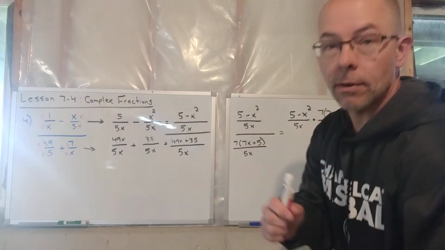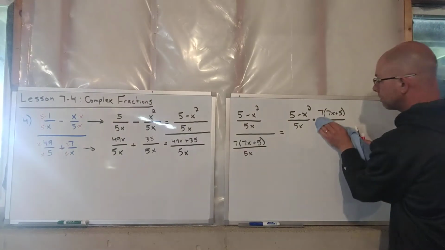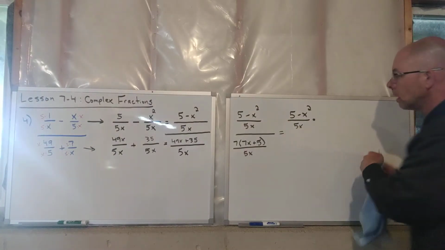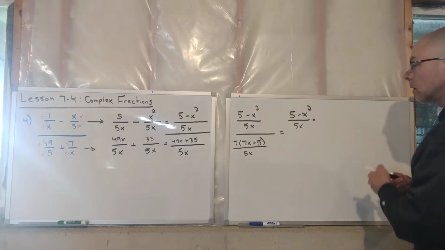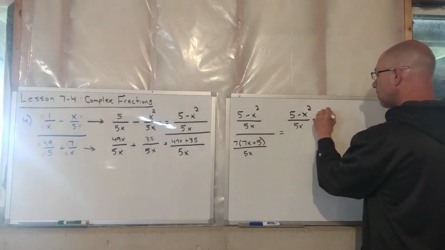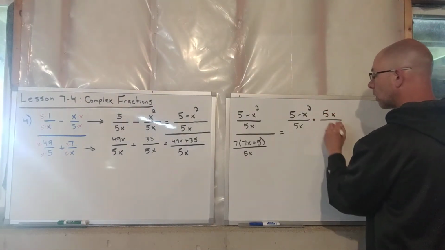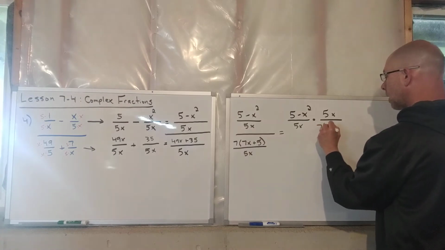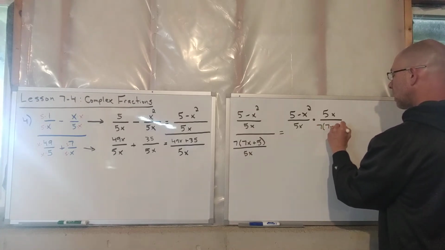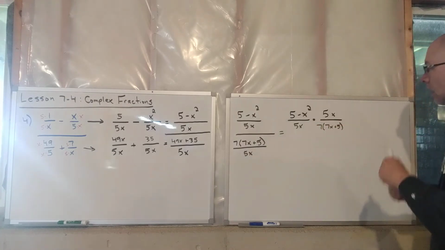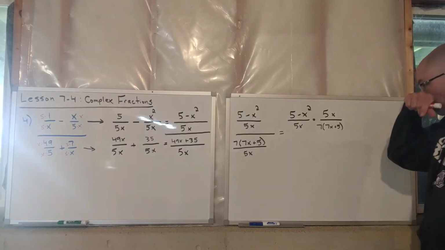You saw what I just did right there. I didn't do the reciprocal. Oops, let's fix that. Okay, so times reciprocal would be 5x over 7 times 7x plus 5. There, that looks a little better.